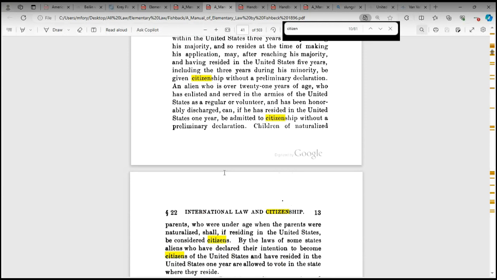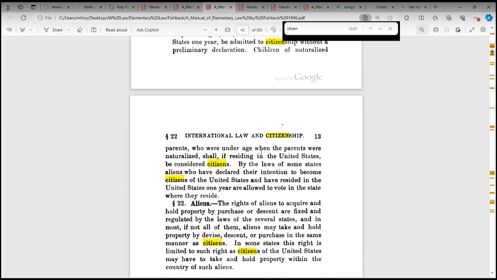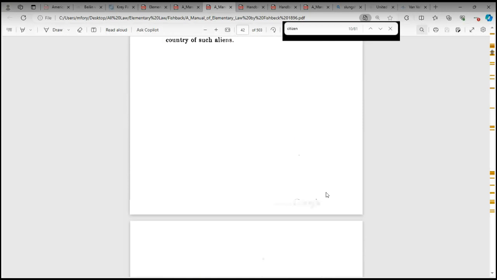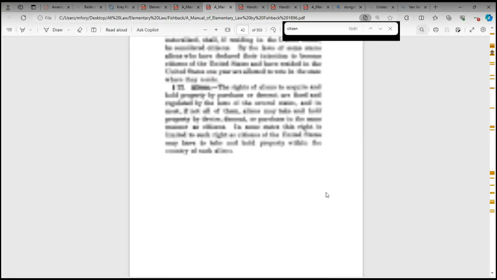Children of naturalized parents who were under age when the parents were naturalized shall, if residing in the United States, be considered citizens. By the laws of some states, aliens who have declared their intention to become citizens of the United States and have resided in the United States 1 year are allowed to vote in the state where they reside. And I'm not going to read aliens.